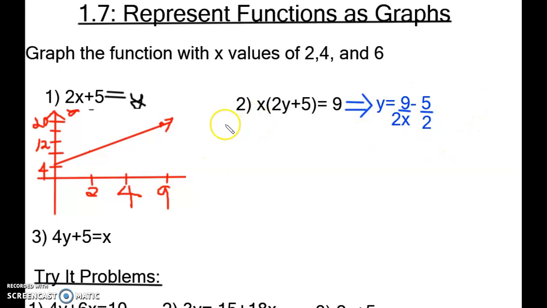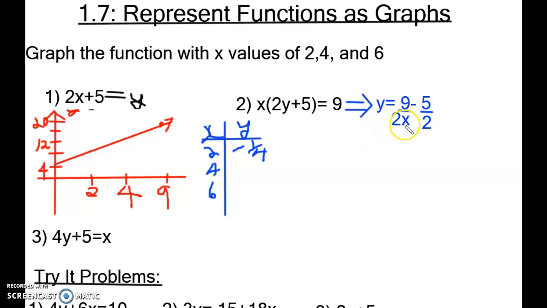So once again, the table would come in handy. X and y, where x equals 2, 4, and 6. X equals 2, 9 over 4 minus 5 over 2. That's 9 over 4 minus 10 over 4. So that'll be minus 1/4.